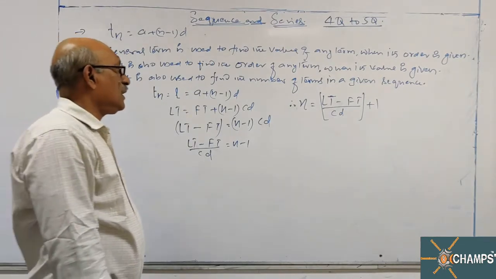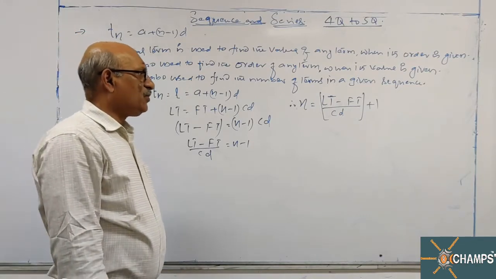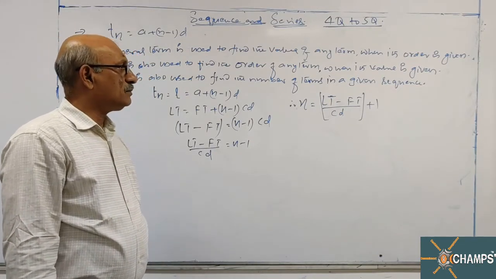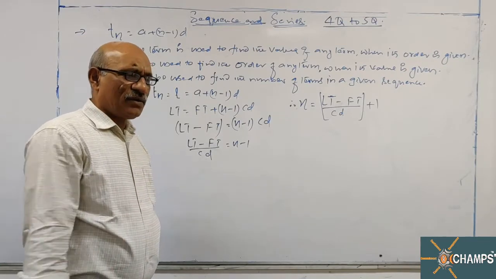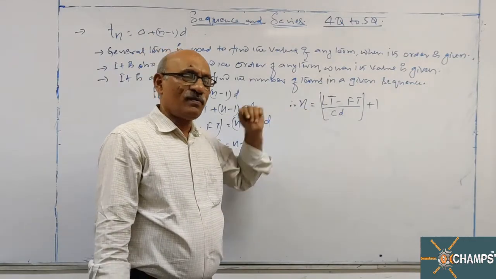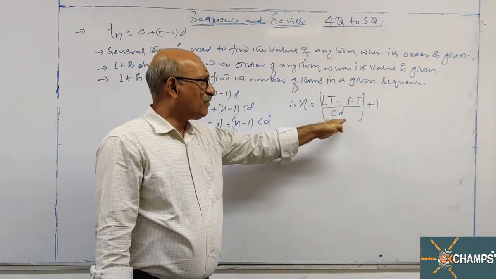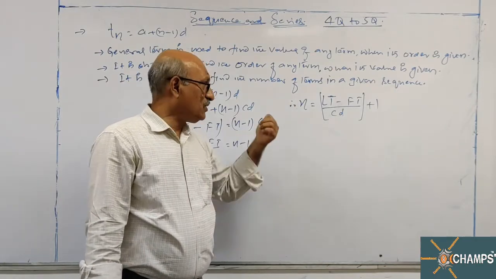This way, when you know the general term, it is used to calculate the number of terms: last term minus first term by common difference plus 1. This is the advantage of the general term.